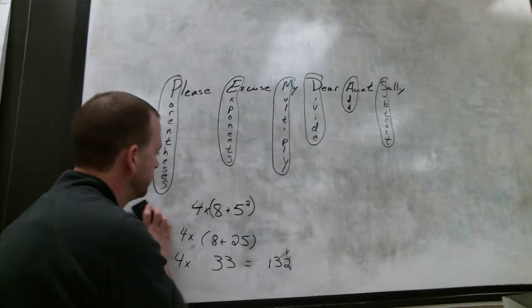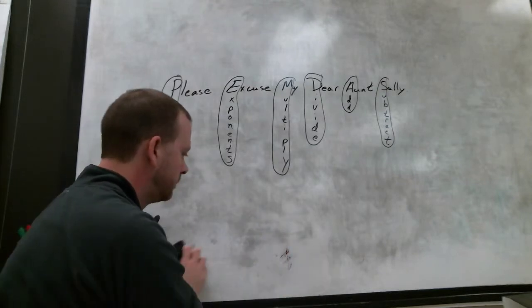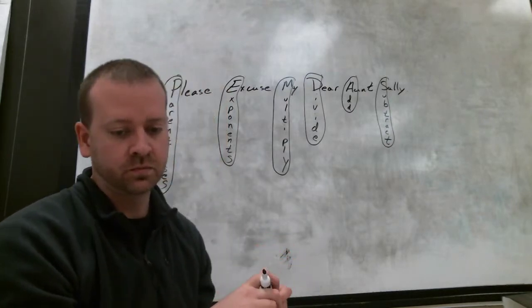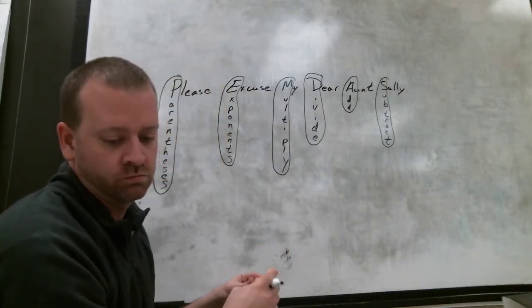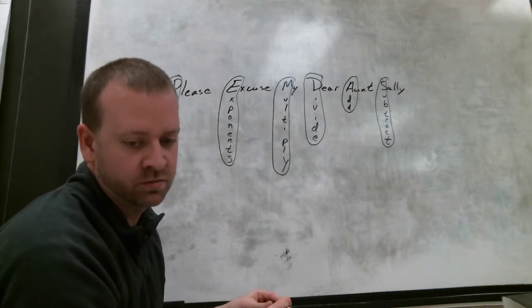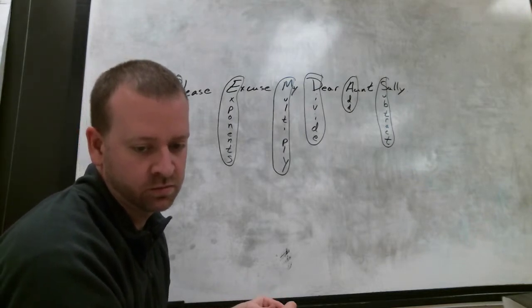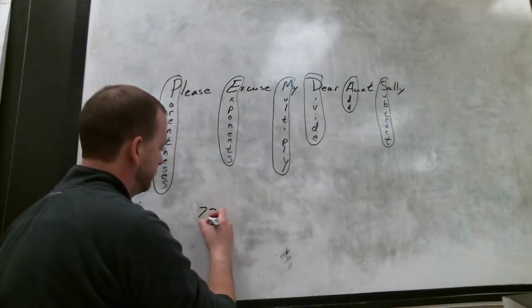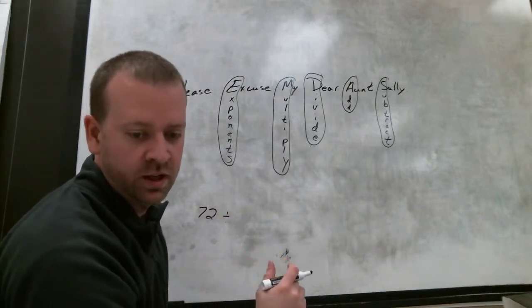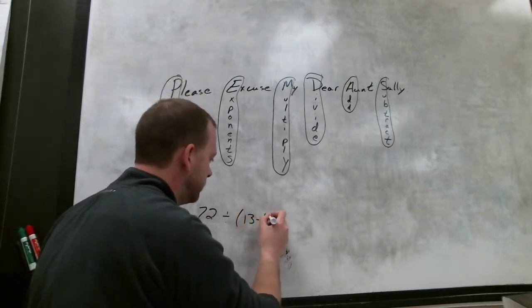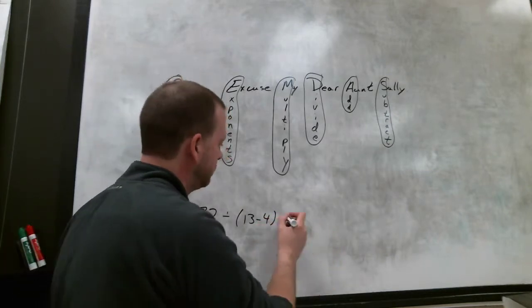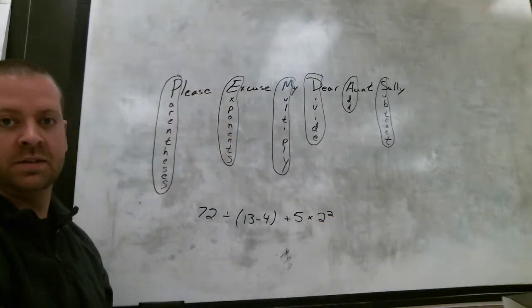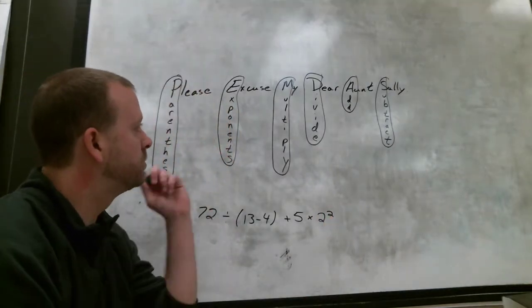Let's do another one. One more. And then we'll be done. Let's try this one. Let me give you a good one. Let's try this. This one's evil. Evil, evil, evil. Oh my goodness. But don't freak out. Just use your order of operations.